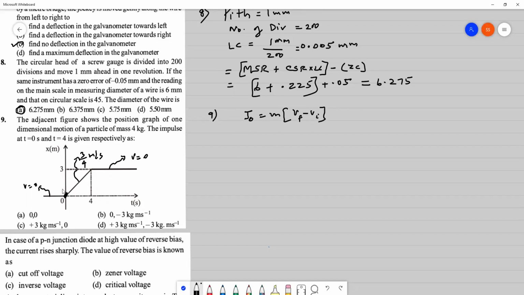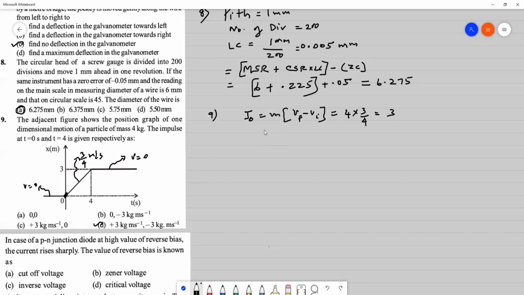So what is the final velocity here? After t is equal to 0, the velocity becomes 3 by 4, and before it is 0. So it is 3 by 4 minus 0. Mass is 4, and 3 by 4 minus 0 is 3 by 4, so you get 3 as the answer. You have 3 in option C as well as option D. It's very clear that the impulse at this point cannot be 0. So immediately you can say this is the answer.